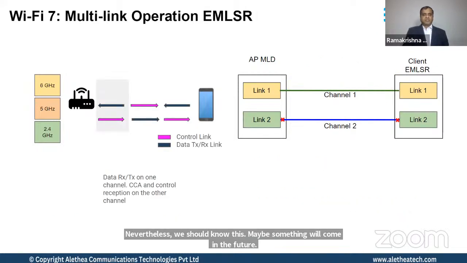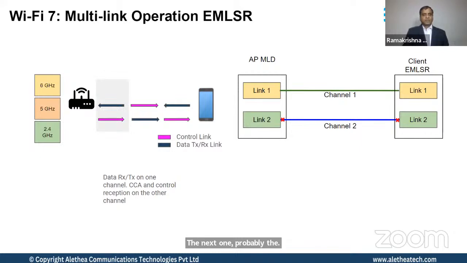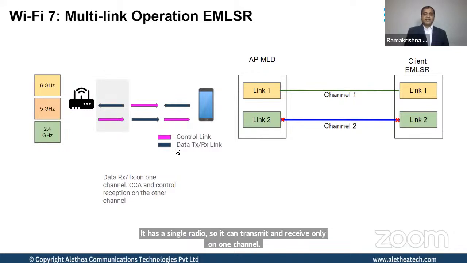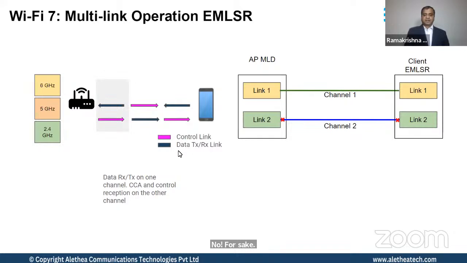The next one, probably the most important one, is what I would call the EMLSR. The way EMLSR works is that it has a single radio, so it can transmit and receive only on one channel. Now, for the sake of clarity, I have represented the transmission and reception with this color, and the pink color is used to depict control.